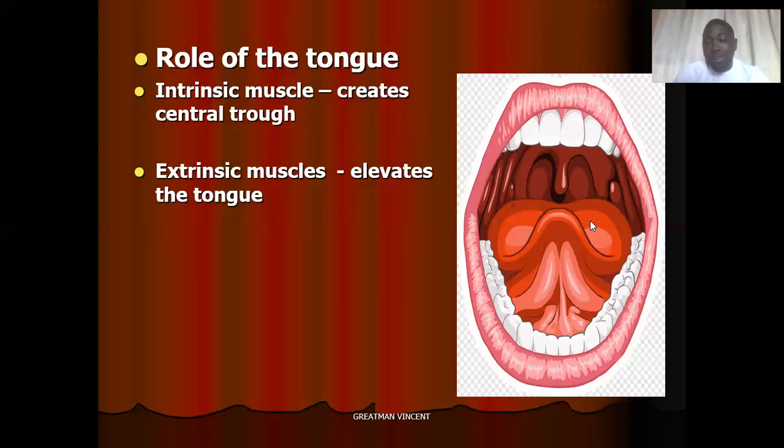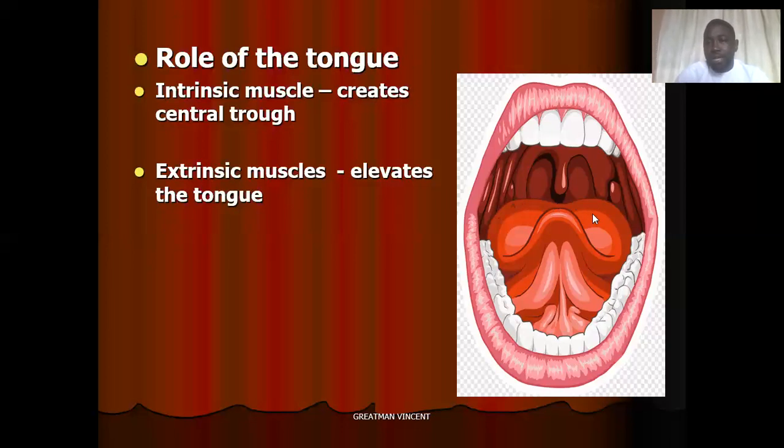Of course, you can't see the intrinsic and the extrinsic muscles, but at the end of the day, you can see their function. You realize that there is the creation of something like a central trough. So you see like a hole here where food will be placed on the tongue so that the taste buds can be activated depending on the type of food you are taking. For instance, if you are tasting sweet, then the taste buds are found just at the tip of the tongue. If it is a food that has a bitter taste, then the taste buds are found just at the posterior end of the tongue.